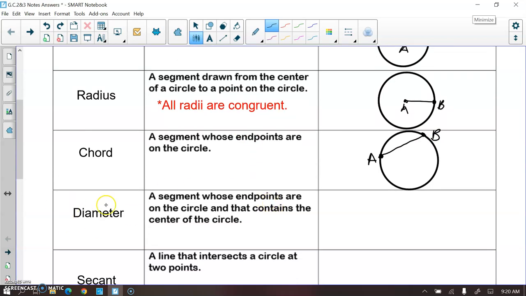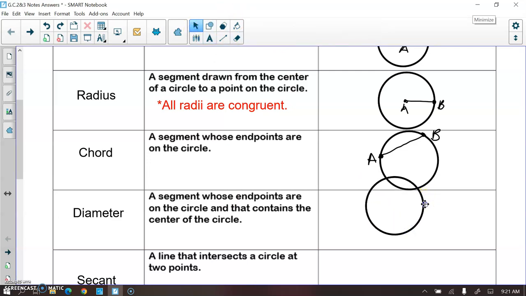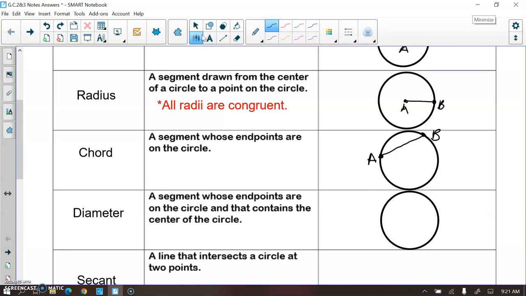A diameter is a special chord because a diameter is a chord that runs through the center of your circle. So if we had the center of our circle being A, a diameter is a chord that runs through that center. And remember, a chord has endpoints on the edges of our circle. So BC would be your diameter here.